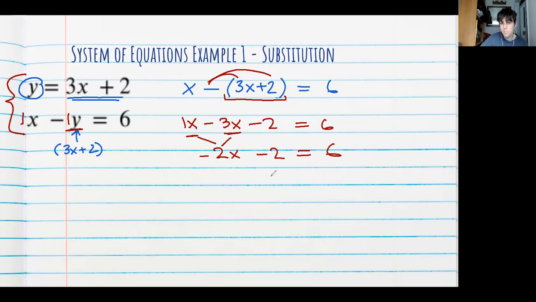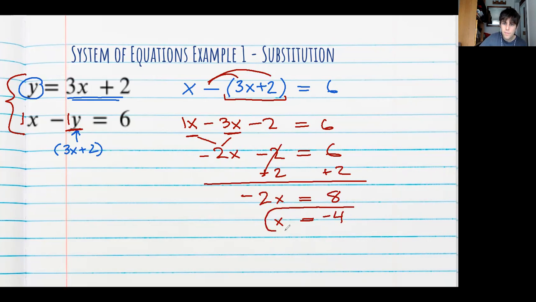So we need to get rid of this minus 2 by adding 2 to both sides. And we get negative 2x equals 8. And then divide both sides by negative 2. 8 divided by negative 2 is negative 4.